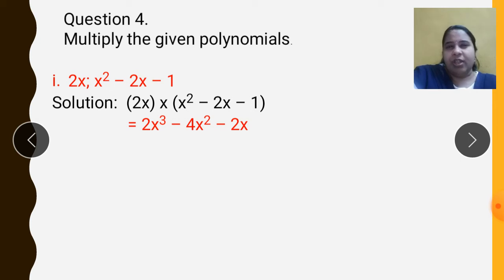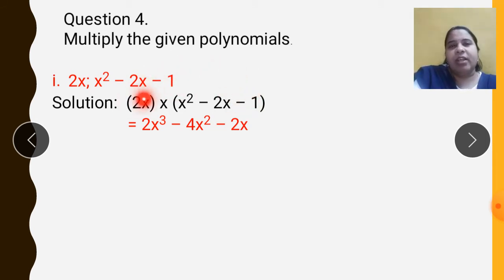See the question. 2x is to be multiplied with, this is multiplied, it is not x, okay? It is to be multiplied with x square minus 2x minus 1. Now this is a monomial to be multiplied by a trinomial. You have already learned this. What is to be done? 2x is to be multiplied with the first term, second term and third term.